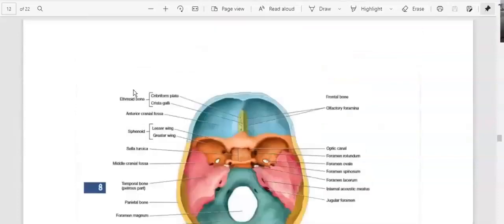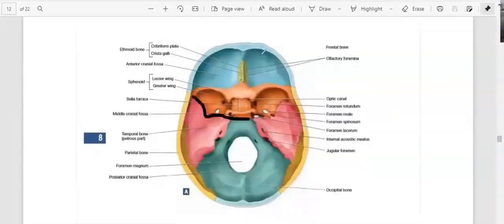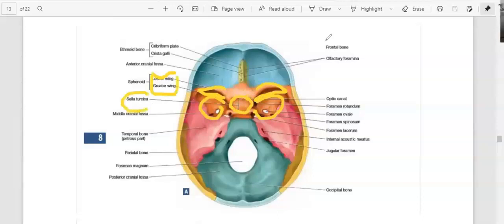So if you scroll down right here, you can see again in orange the sphenoid bone. The sphenoid bone is going to have lesser wing, and this one right here is going to be the greater wing. This part right here is going to be the sella turcica. And there's going to be quite a few holes in there, right? So therefore, you have foramen spinosum, foramen lacerum right here, and the optic canal. These are going to be for the nerves coming from your eyes.